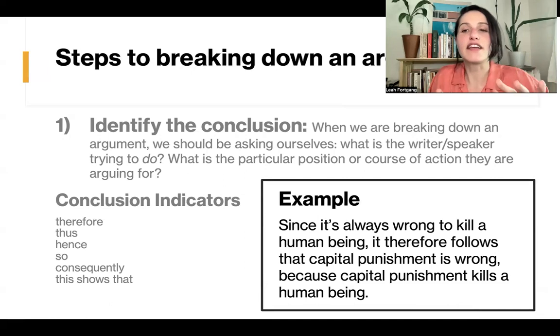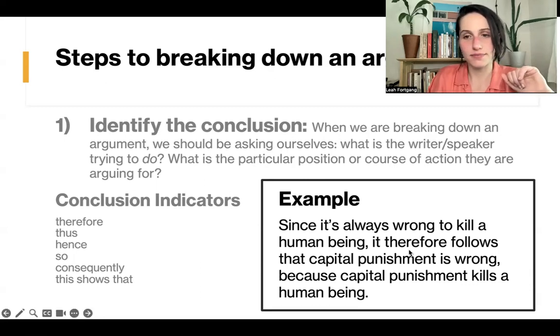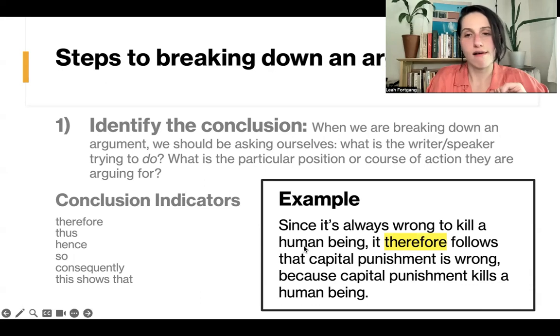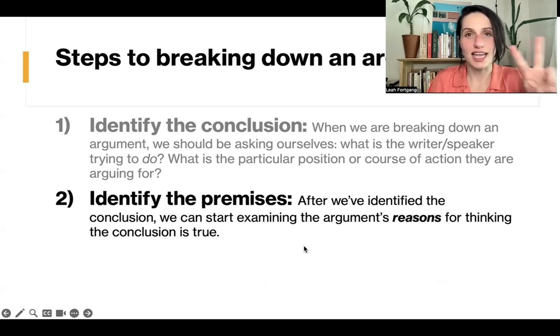So if you want to think for a minute, identify the conclusion indicator, and then from there, just mark in your mind what the conclusion of this argument is. So, right, we have the word "therefore" that indicates that the conclusion of this particular argument is that capital punishment is wrong. All right.